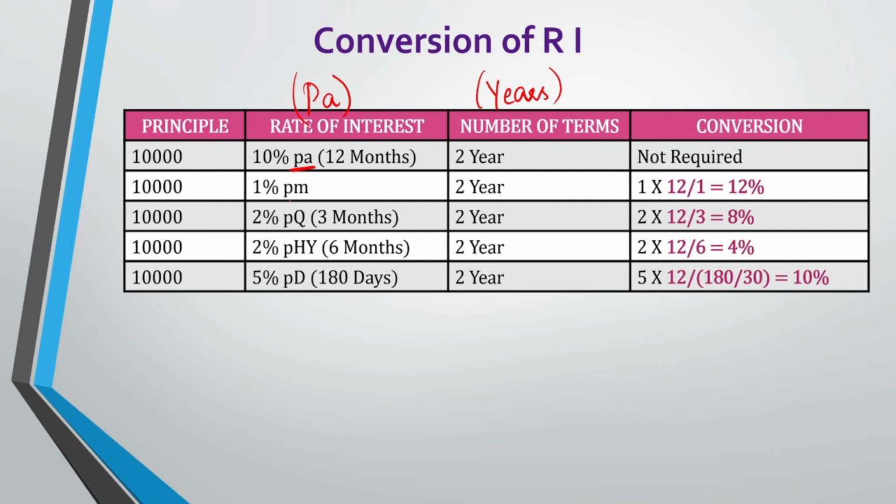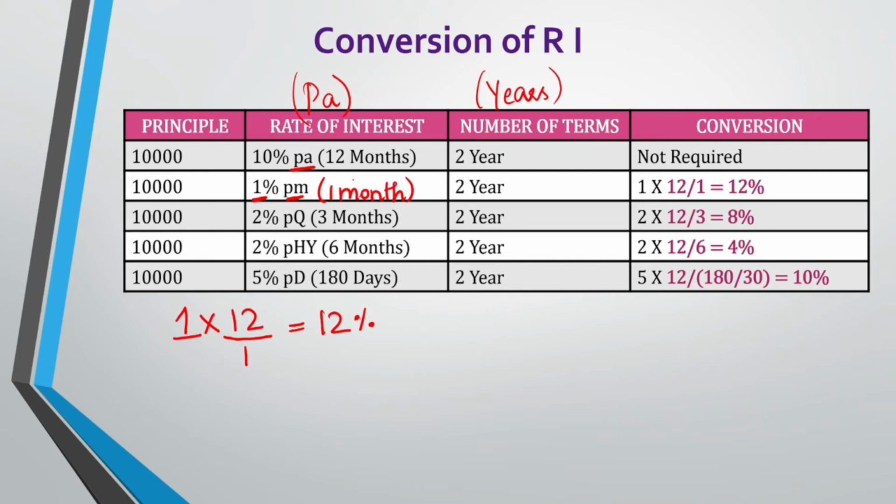When we look into the second row, which is per month, which is nothing but 1 month, we know that the rate of interest should be in the PA, which is per annum format. So for converting it, our first step is we have to write the given rate. In our case, it is 1 multiplied by 12, where 12 is nothing but the number of months in a year, divided by the given month, which is 1. So per month is equal to 1 month. So when you simplify it, you get 12%.